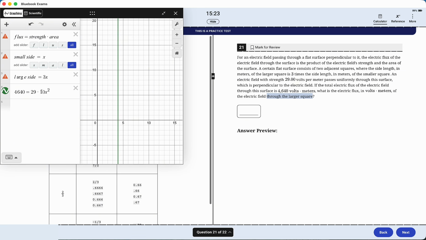Final question then says, what is the flux through just the larger square? So I know x is 4 now, therefore I can figure out the side of the large square, it's 12. And so again, if I want to figure out flux for just the larger one, I would take strength, which is 29, and multiply by the area of the larger one, which would be 12 squared. So that's 144, so that's 4176.